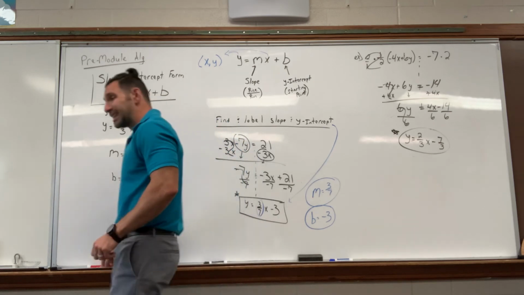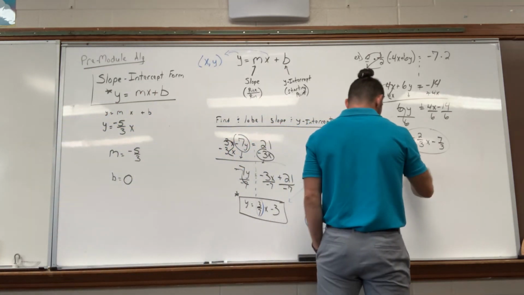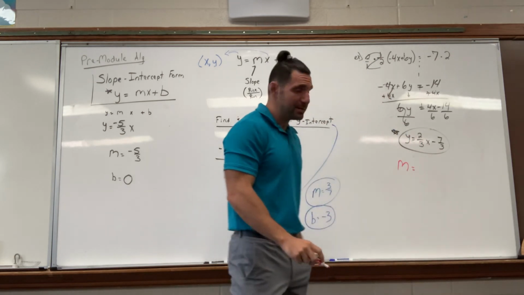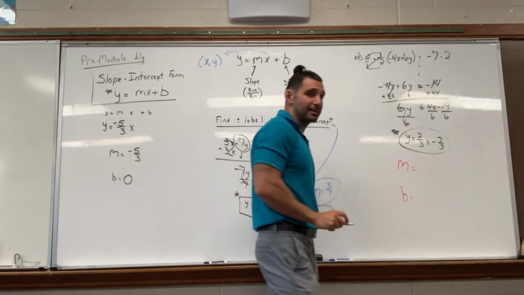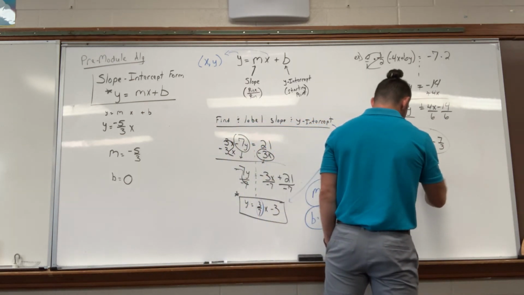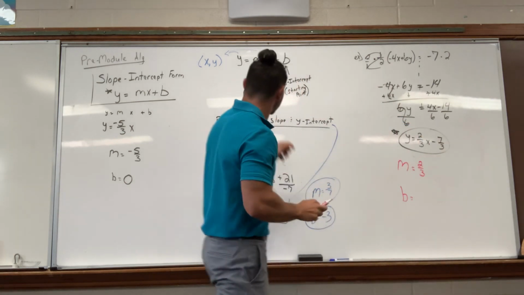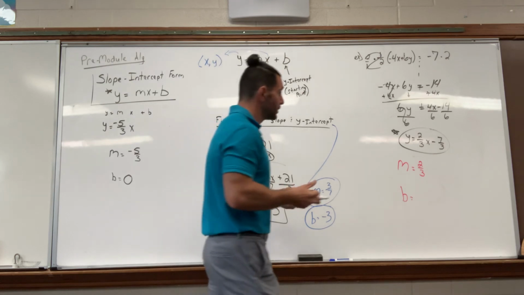Wonderful. Last but not least, though, we need to find the slope, which will be designated by M, and our y-intercept, which will be designated by B. In this case, our slope is 2/3. We do not include the x because remember, the x and the y are an ordered pair. That's not part of my slope.